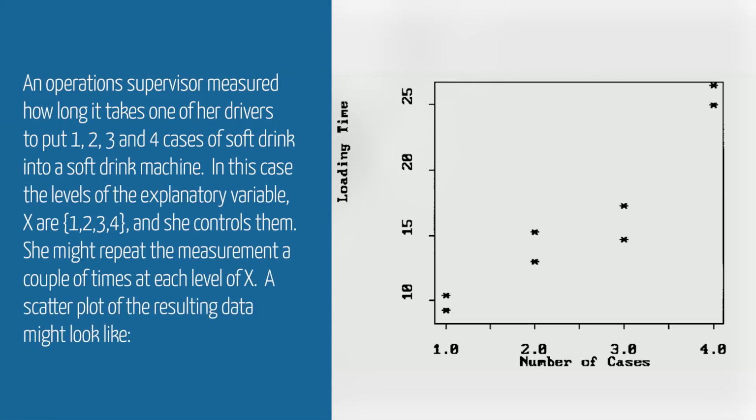Now we come up with a scatter diagram so that we can get a fitted line, and based on the fitted line we can argue whether the regression exercise is robust or not. So this boils down to a practical example. An operations supervisor measures how long it takes a driver to put 1, 2, 3 and 4 cases of soft drink into a soft drink machine.